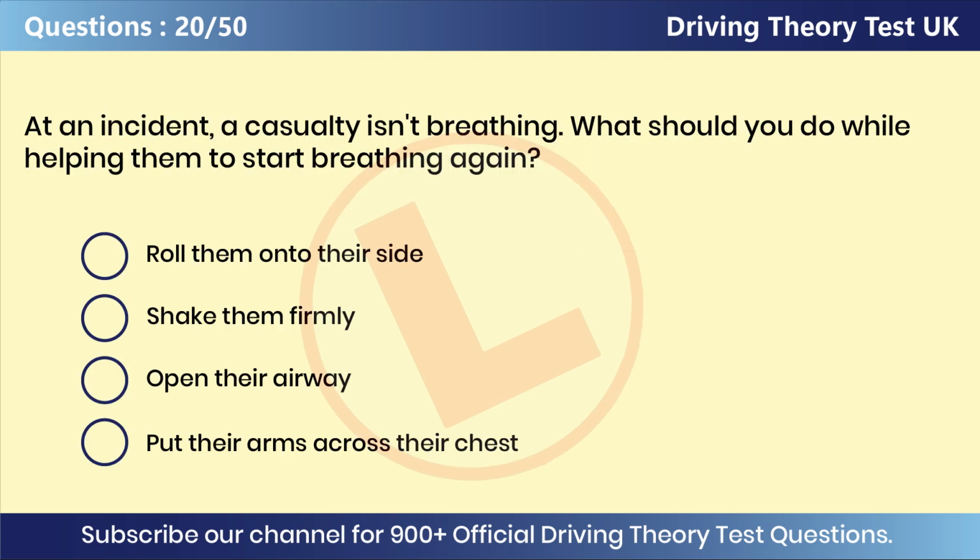Question 20. At an incident, a casualty isn't breathing. What should you do while helping them to start breathing again? A. Roll them onto their side. B. Shake them firmly. C. Open their airway. D. Put their arms across their chest.